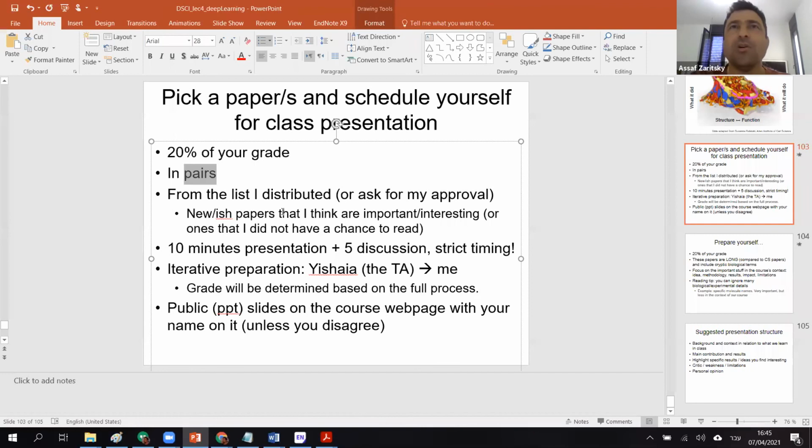So I decided to change the structure. First, limiting the time. Each presentation is going to be 10 minutes plus 5 minutes for discussion. That's all. In 10 minutes, you need to convey the highlights of your paper, why it is important, the highlight results, et cetera, plus 5 minutes for discussion. I'm going to be very strict about this timing. So in 45 minutes, we're going to have 3 presentations like that. And we're going to have an iterative process because I want the presentation to be effective. I want it to be very similar to how I would present this paper, and I want it to be an effective learning experience for the rest of the class as well. So it will be an iterative process.